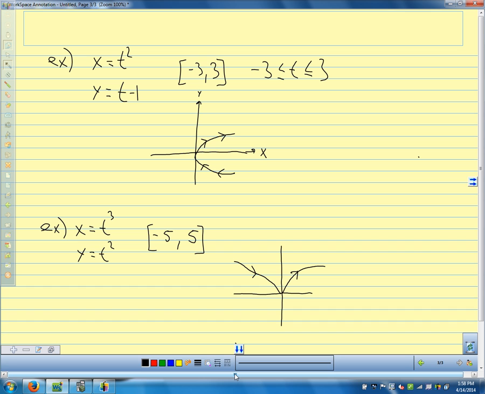Everybody good with how we came up with these in our calculator? Now when you go to graph something else, make sure you switch back out of parametric mode. Otherwise you'll have a tough time graphing. All right.